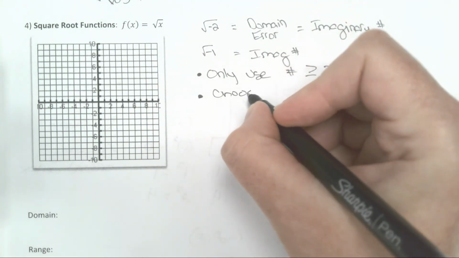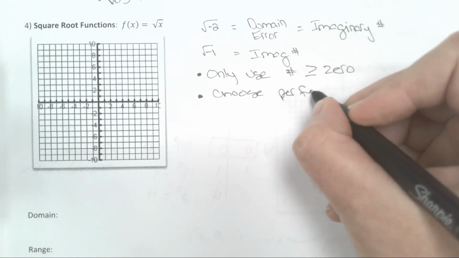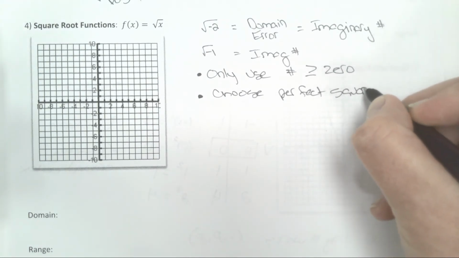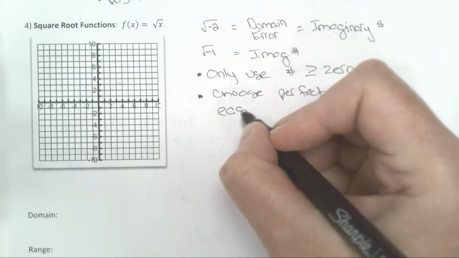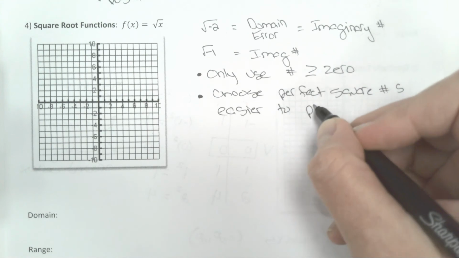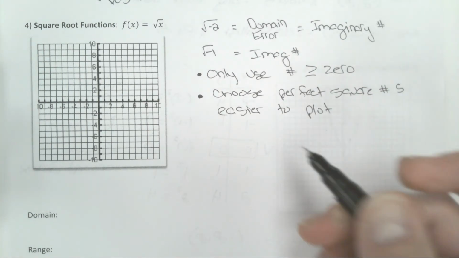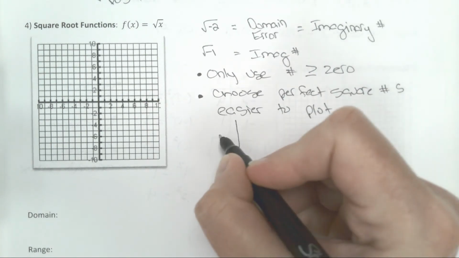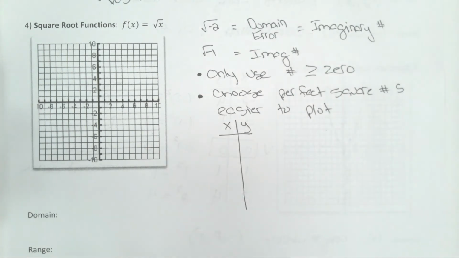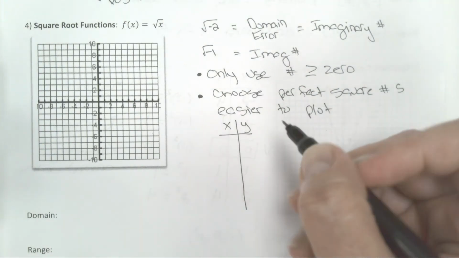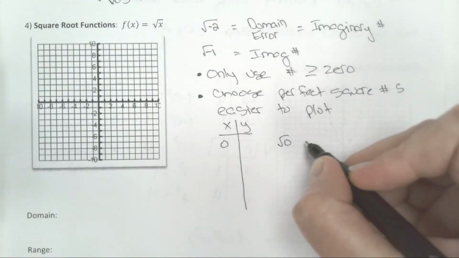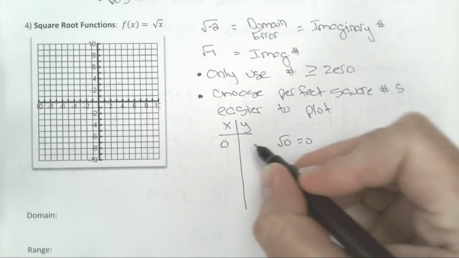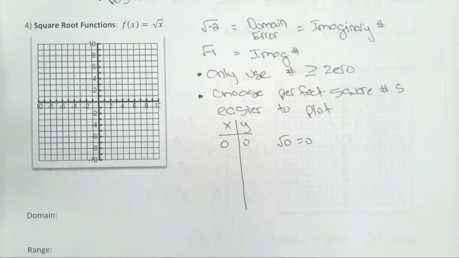I'm going to choose what I call perfect square numbers because they are going to be easier to plot. What is a perfect square, you ask? A perfect square is when you can take the square root of a number and you get a regular number out of it, such as 0. The square root of 0 is 0. So your answer, recall, is your y.